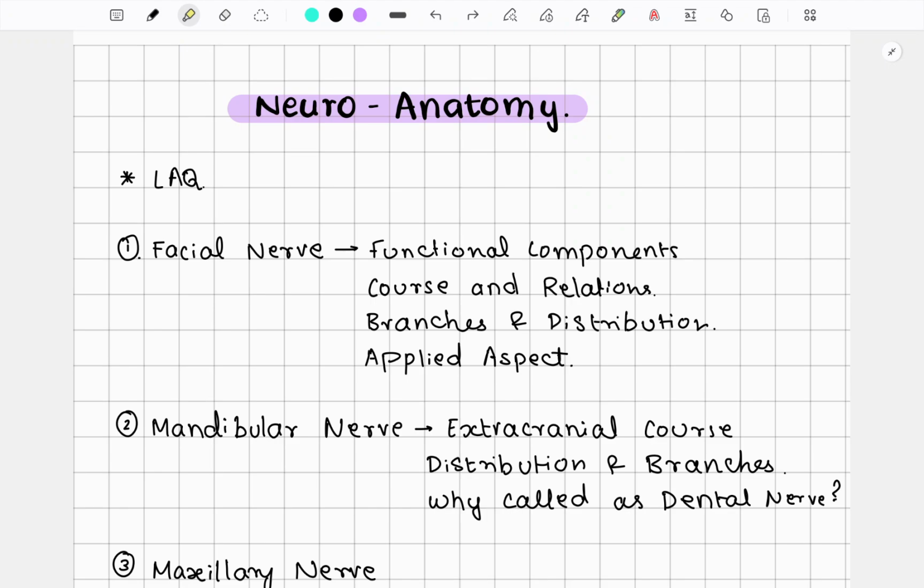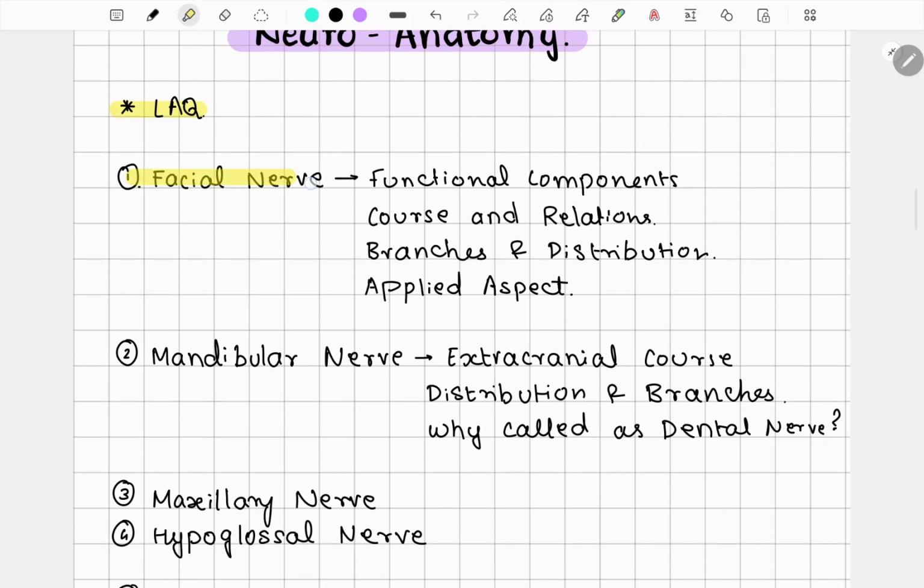In today's video we will continue with the important questions in general anatomy, and today we will cover neuroanatomy. So first we will begin with LAQs. First LAQ is on facial nerve.